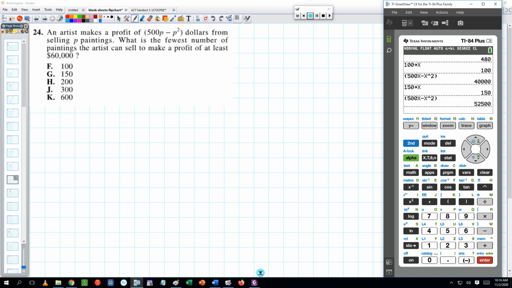52,000. Let's go 52,500. Let's go 200 this time. Second enter. Second enter. There's that past expression. 60,000. We need to sell more than 200.